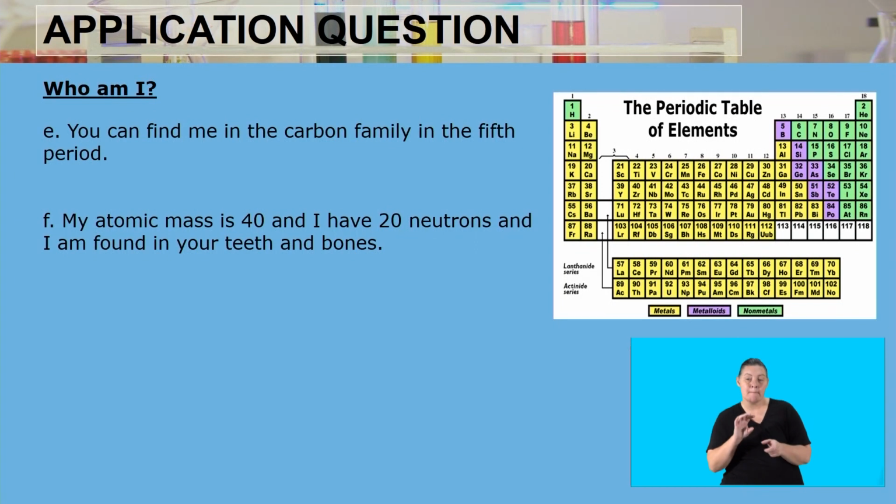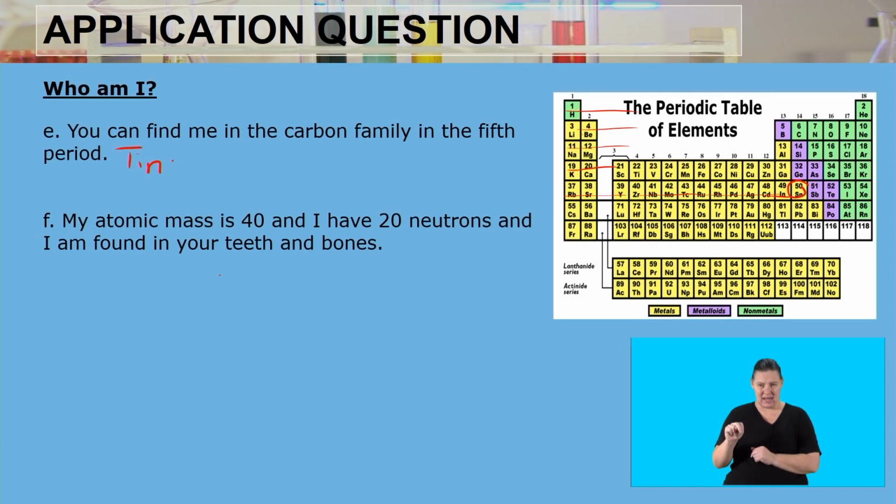You can find me in the carbon family in the 5th period. So for the carbon family, we go to carbon, and then we count the number of periods up to 5. 1, 2, 3, 4, 5. And then we go to that one there, Sn. So that is tin.